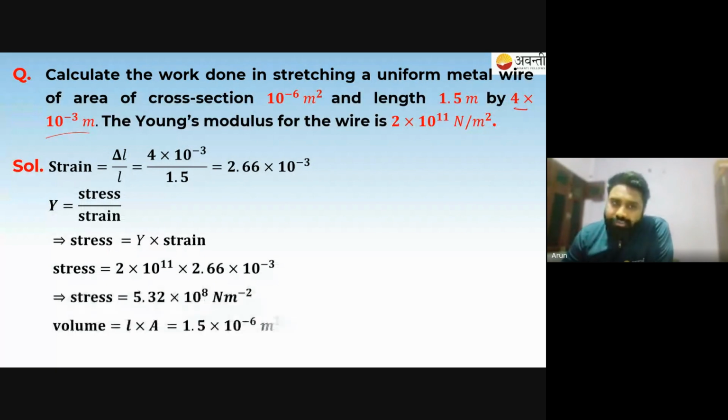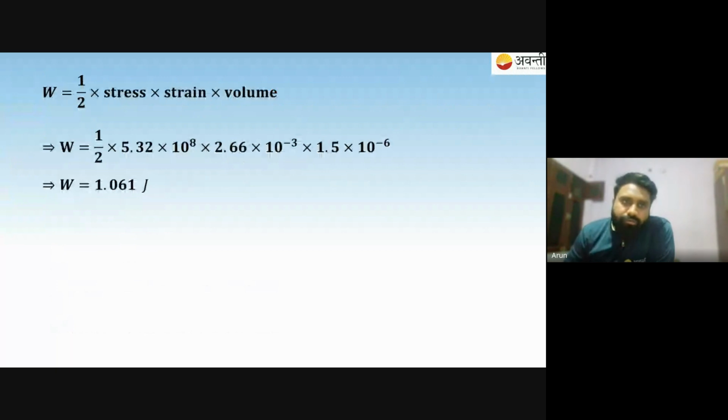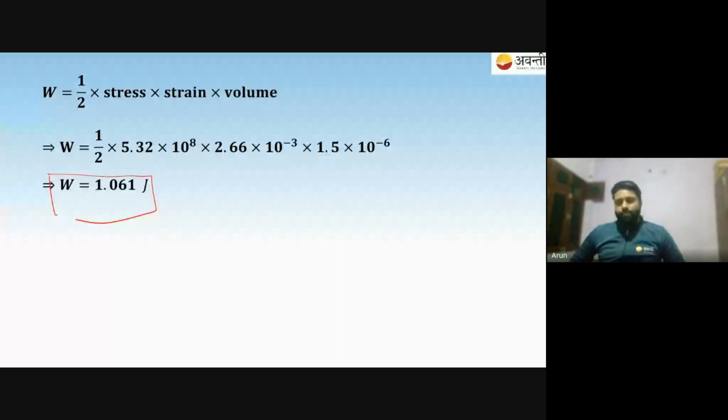When the stress has been found, you will find the volume, because in work done what do we need? We need 1 by 2 times stress into strain into volume. In this equation, stress we have already calculated, strain we have already calculated, and volume we already know. So the work done in this scenario will be 1.061 joule.